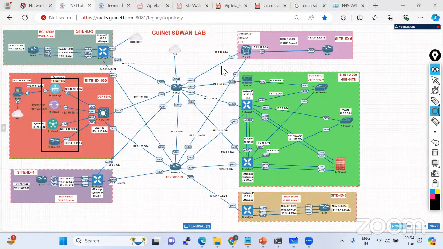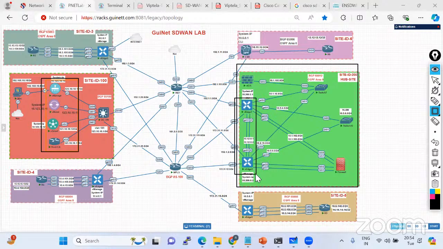Even for some of the sites, like your hub location or your data center in the cloud, you have to deploy these routers in the cloud as well. So again, these are cloud-based deployments. Again, you have the dependency. So cloud integration is always there.